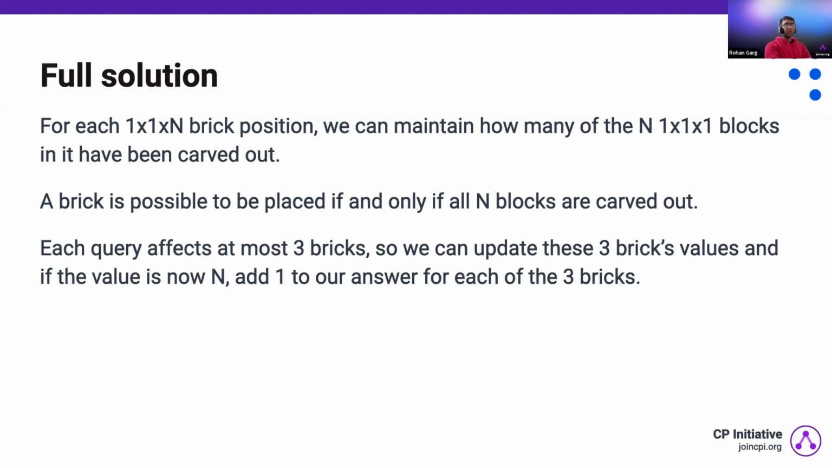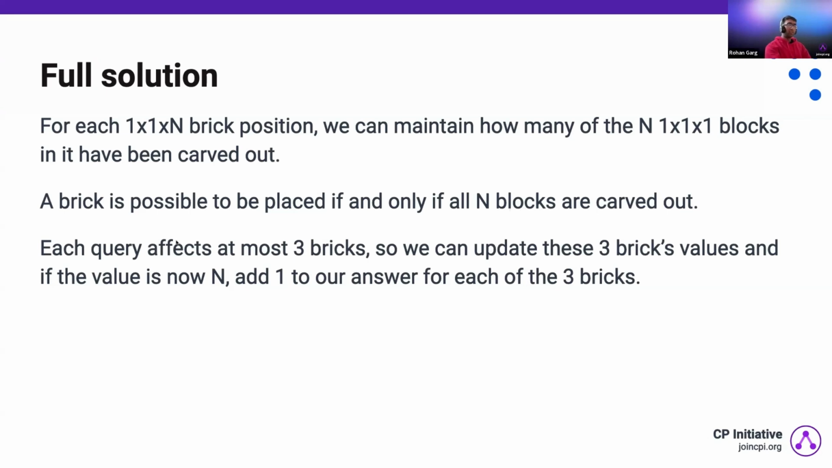But how do you effectively update the answer? Because currently that looks like an O of n squared Q solution. The idea is using that last observation from the first slide: each query changes this value, meaning how many of the blocks in each brick have been carved out, for only three bricks. The reason is that each unit cube is part of exactly three bricks, so each query affects three bricks.